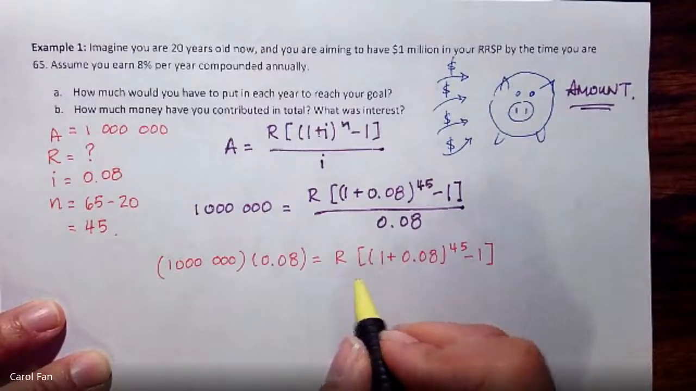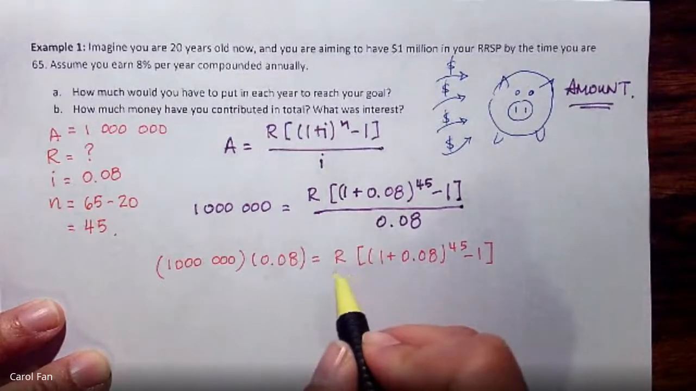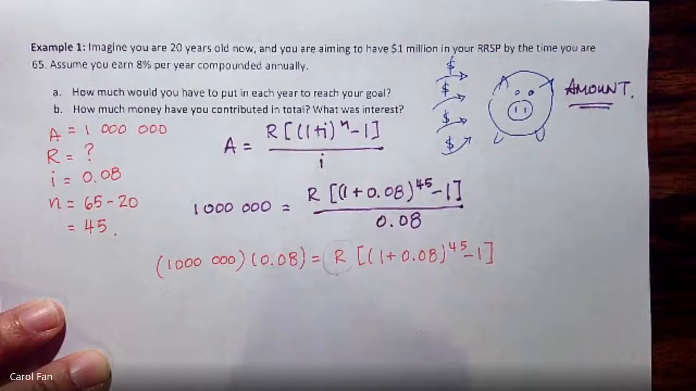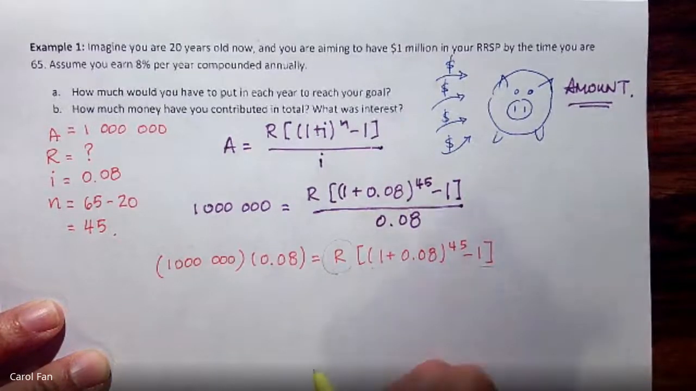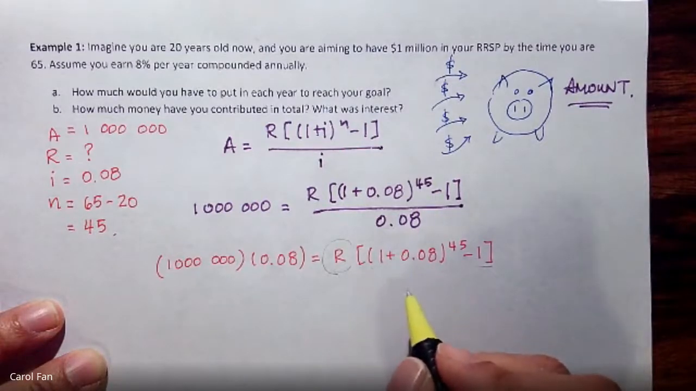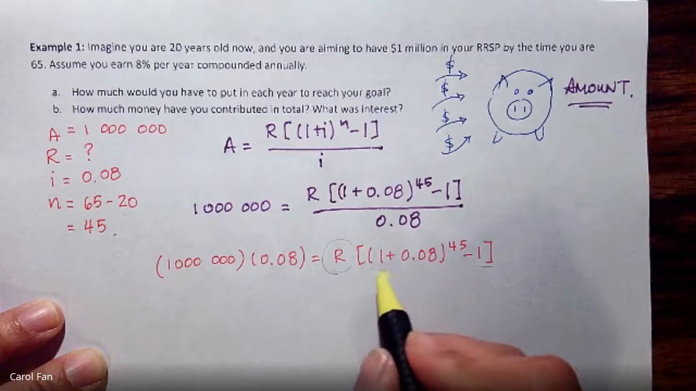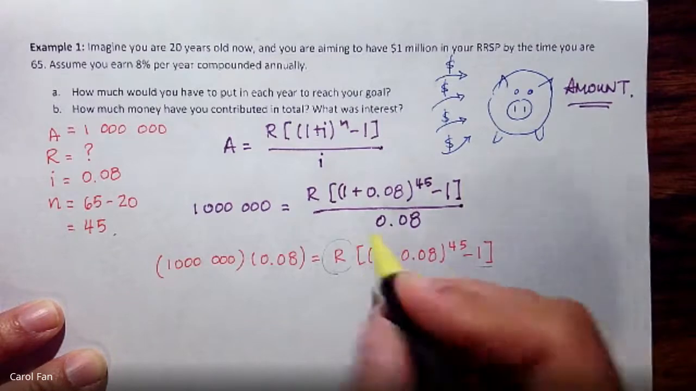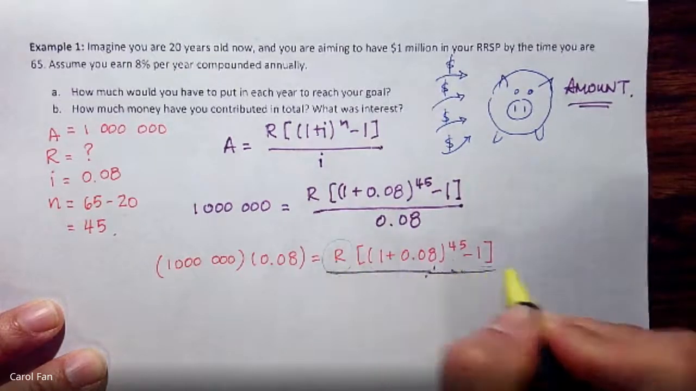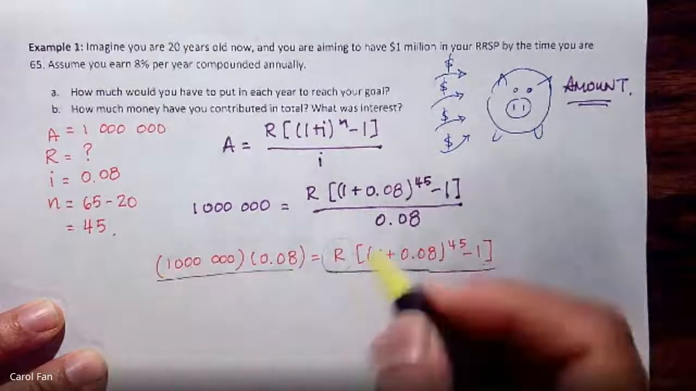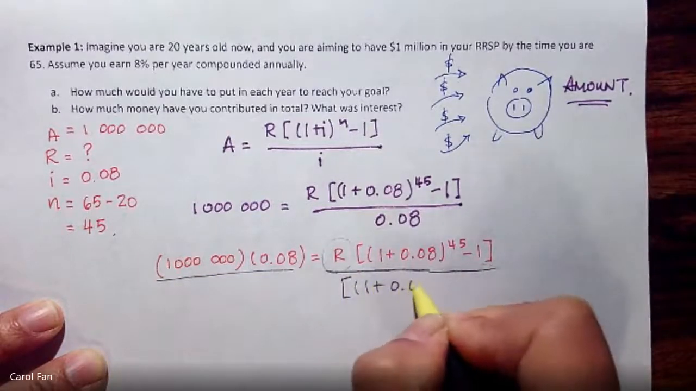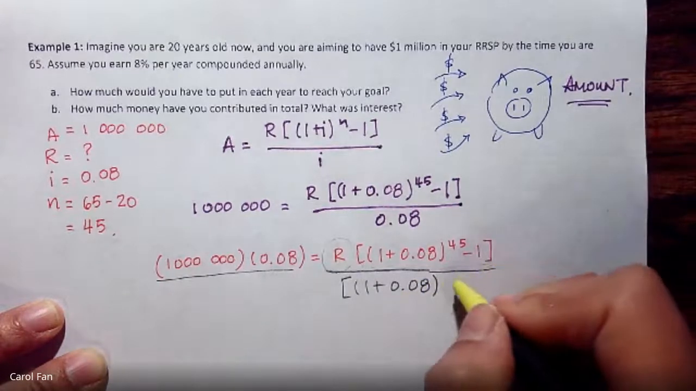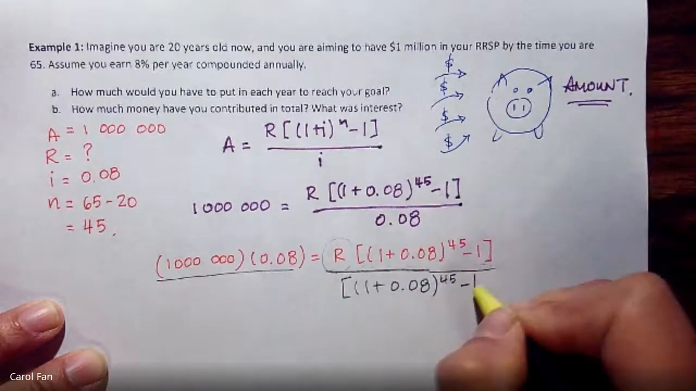Before I simplify, I'm going to solve for my R. I know that if I type this into a calculator, I would get a number that has lots of decimal spots. So instead of me rounding it right now, I'm going to keep it. And instead, I'm going to divide both sides by that number, 1 plus 0.08 to the power 45 minus 1.